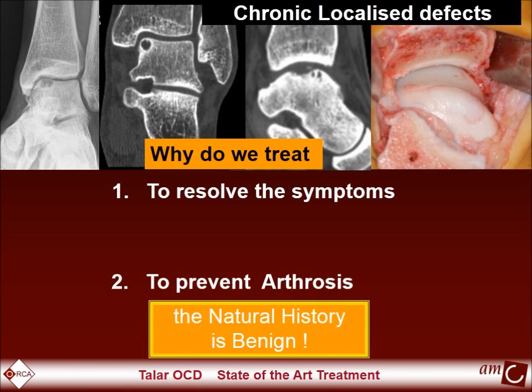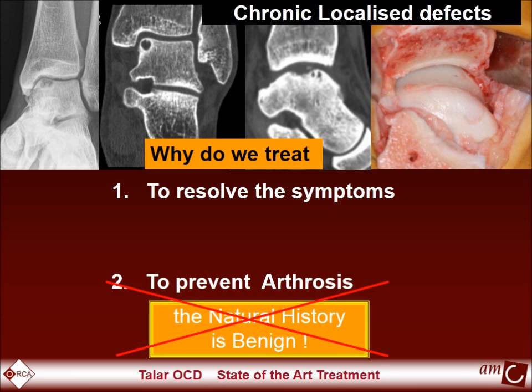If we look at osteochondral defect, we're talking about chronic, localized lesions. They can be cystic lesions, there can be loose fragments, there can be a variety of manifestations of these defects. The main question is, why do we treat a patient with a localized osteochondral defect? Basically there are two reasons. The first is to resolve the symptoms of the patient, and the second is to prevent arthrosis.